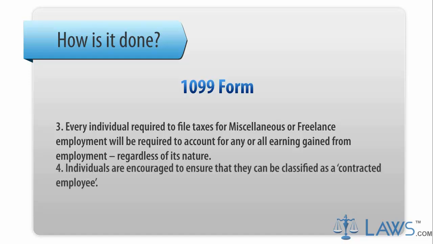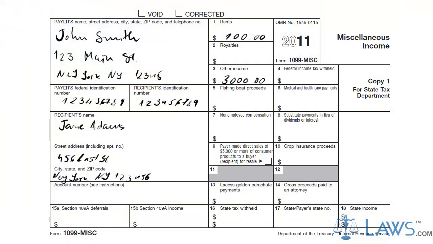Individuals are encouraged to ensure that they can be classified as a contracted employee. On the 1099 form, you will notice that there are a variety of blank fields that require filling in with the information that applies to you and your employment.